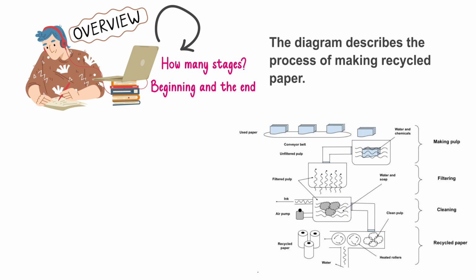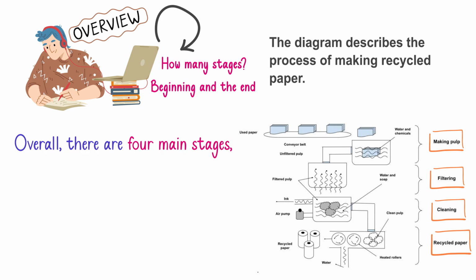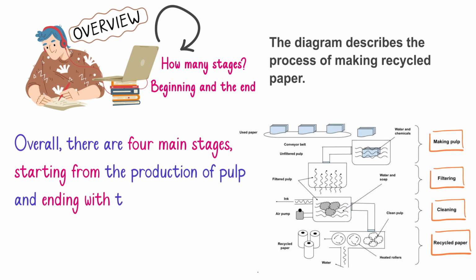Now, we can write something like this. Overall, there are 4 main stages, starting from the production of pulp and ending with the formation of recycled paper rolls. That's it. You talked about how many stages are there in this process diagram, and what is the beginning and the end of this diagram.